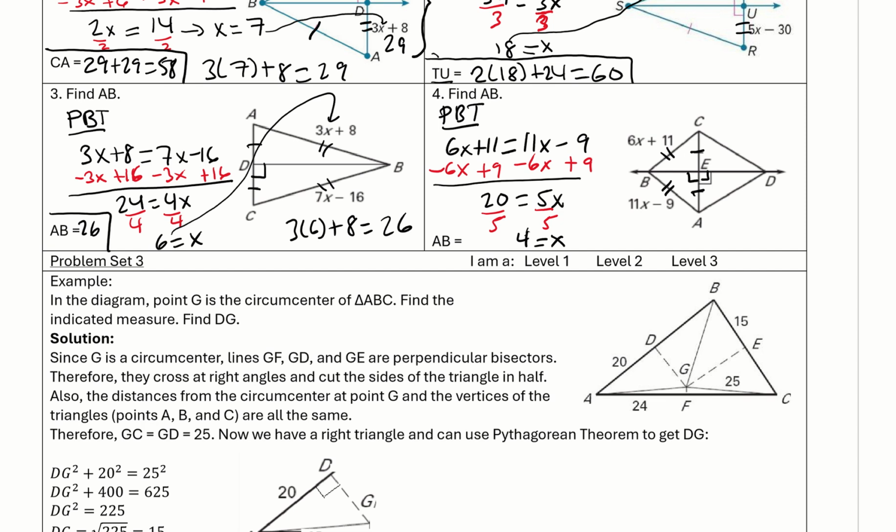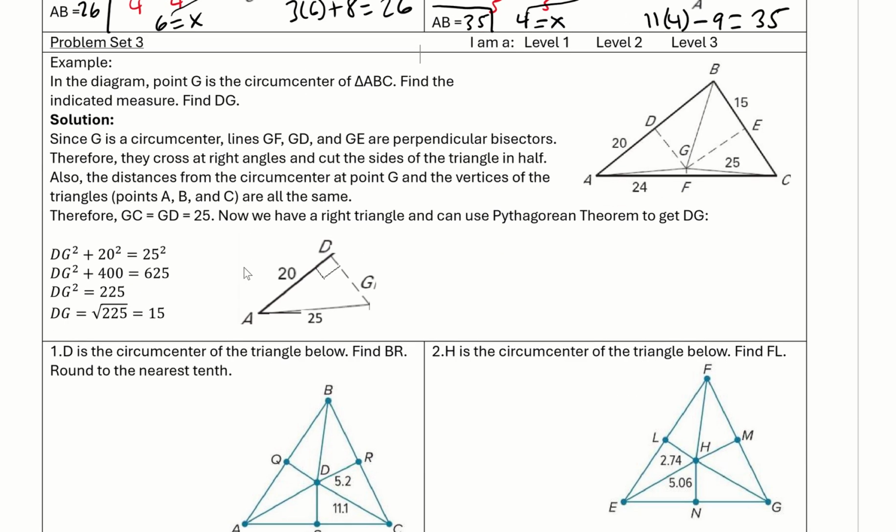And then I got to plug this in. So I'm going to plug this into AB, right? Remember, this is AB right here. So we get 11 times 4 minus 9. So that's 44 minus 9. It should be 35. All right, so that should take care of that one. So that's the second problem set.